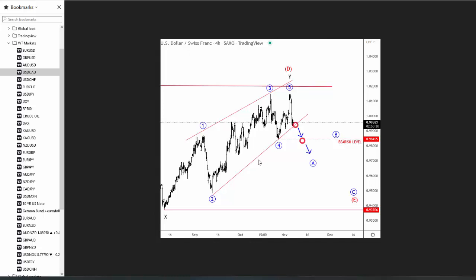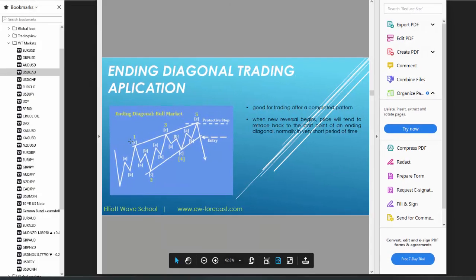So here I'm looking at dollar Swiss franc. I'm looking at the ending diagonal. So what is an ending diagonal in the first place? Well, an ending diagonal is a 5-wave pattern that occurs at the end of a trend, at the end of a bull market, or at the end of a bear market.